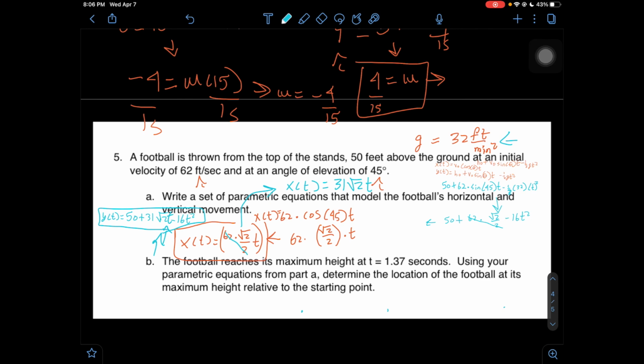After substituting in 1.37 for t, we get an answer of approximately 80.03, and we know this is the maximum height, meaning it's going to be above the starting point because the question is asking relative to the starting point. So we're going to call it 80.03 above starting point.